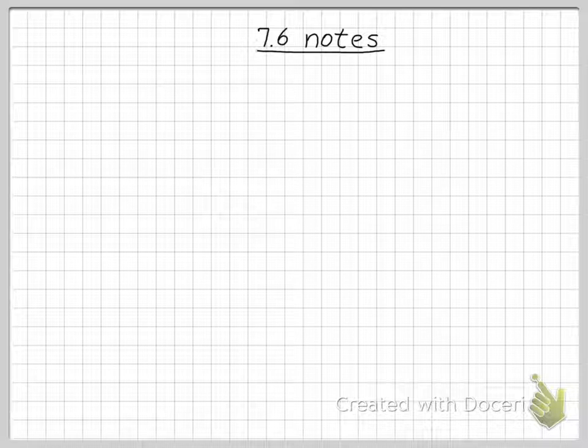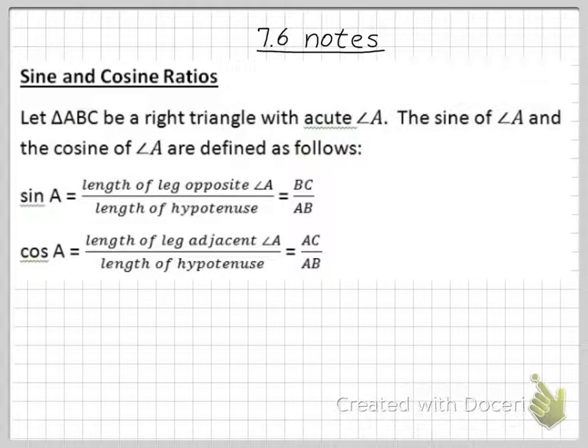So in 7.5 Notes we went over the tangent ratio, and today we're going to learn two more, the sine ratio and the cosine ratio. If we let triangle ABC be a right triangle with acute angle A, then the sine of angle A and the cosine of angle A are defined as follows. Sine is equal to opposite divided by hypotenuse. That's the key word there. Sine is opposite over hypotenuse. And cosine is adjacent over hypotenuse.